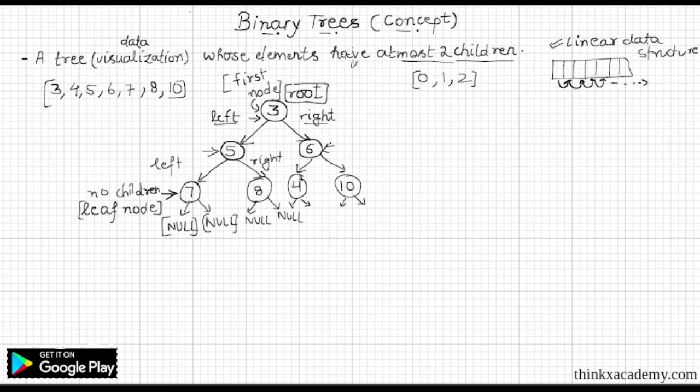The concept of a binary tree is just like you have one node and you have 2 pointers. One is the left pointer and the other one is the right pointer, and you will just add elements and go on like this.